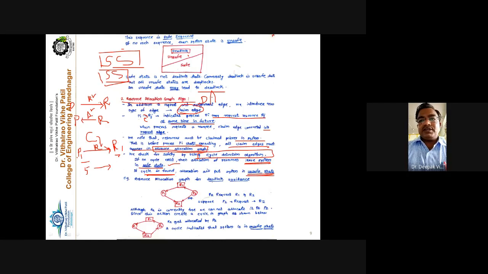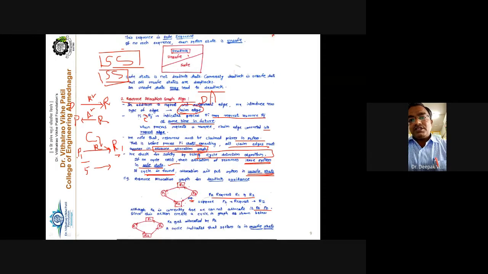For example, one example is given here. See carefully. R1 is allocated to process P1, and P2 is requesting resource R1. P1 is requesting R2, and P2 is also requesting resource R2. Suppose P2 requests R2. Although R2 is currently free, because P1 is also requesting and P2 is also requesting, it is not being allocated. Although R2 is currently free, we cannot allocate it to P2.